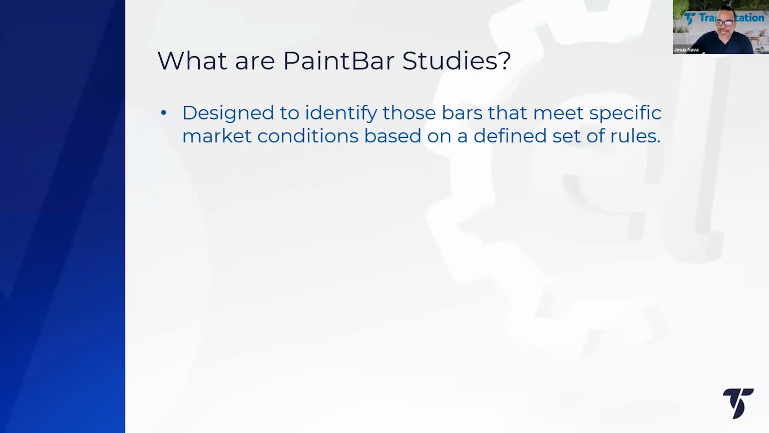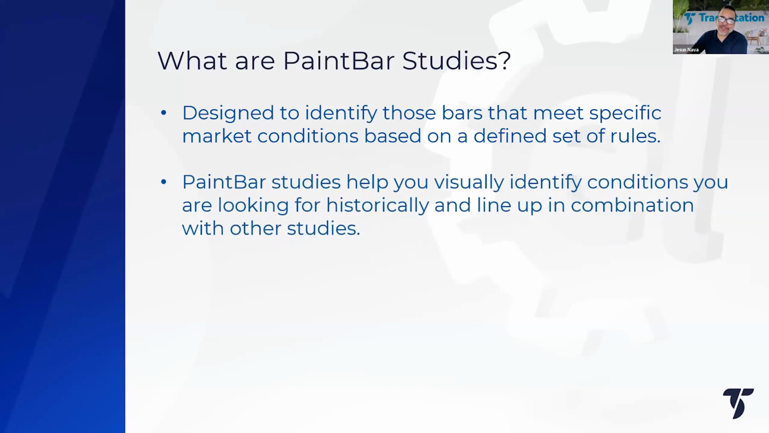So yes, today we're going to talk about paint bars, and paint bars are a specialized type of study that helps you identify bars or candlesticks that meet specific market conditions based on a defined set of rules. So yes, you define what those rules are going to be, and then TradeStation will color any bar that meets the criteria. They help you visualize and identify conditions that you're probably looking for historically and line up in combination with other studies. So we use a lot of paint bars as a way of enhancing technical ideas.